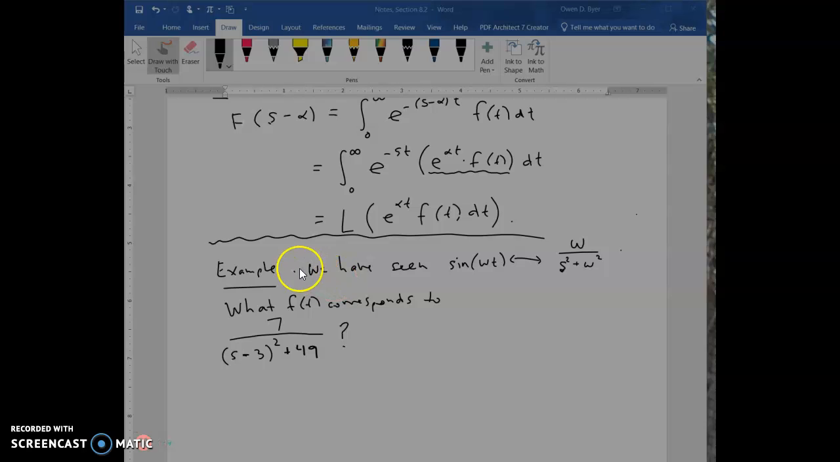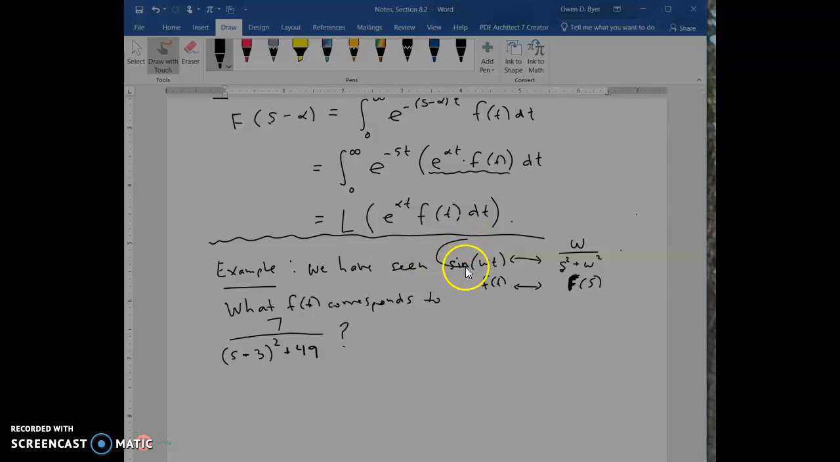Here is one example. We have seen the one-to-one correspondence between our little f of t and our capital F of s here. If little f is the sine of omega t, that corresponds to omega over s squared plus omega squared. That's our capital F that goes with it. Sorry for my capital F here. So the question would be, if we shift the right-hand side a little bit, replace s with, say, s minus 3, plugged in a 7 there, what little f of t corresponds to it?